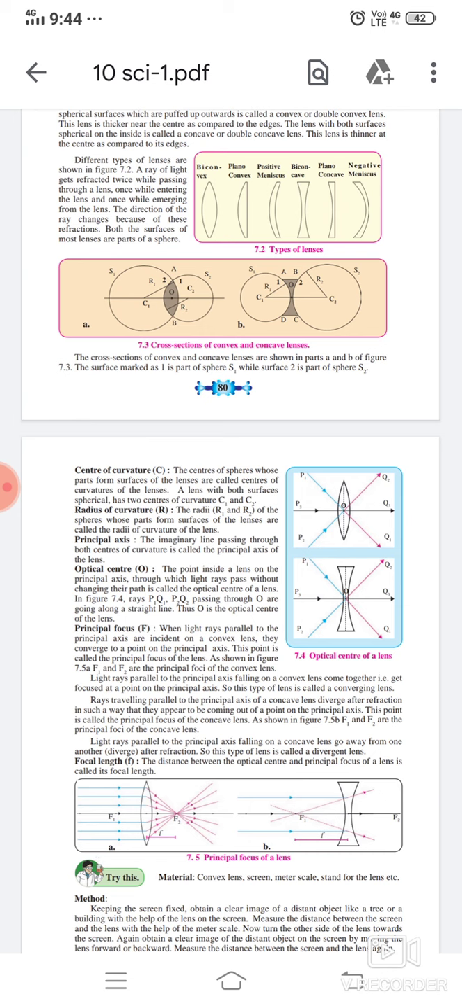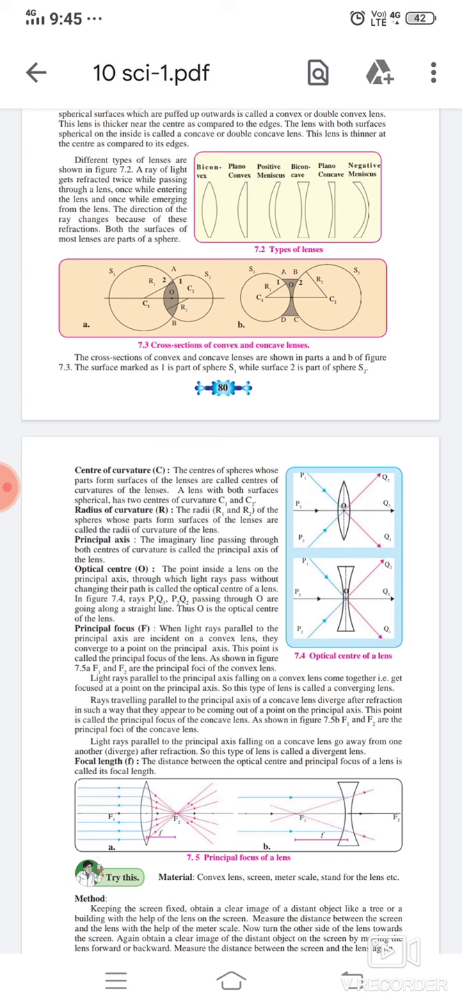See, they are coming parallel to the principal axis, shown with pink color, and they converge, means they join together at a point. That point is shown by F2. They are converging, so that's why we call it the converging lens. Convex lenses are also called converging lenses. But exactly the opposite happens in the concave lens.